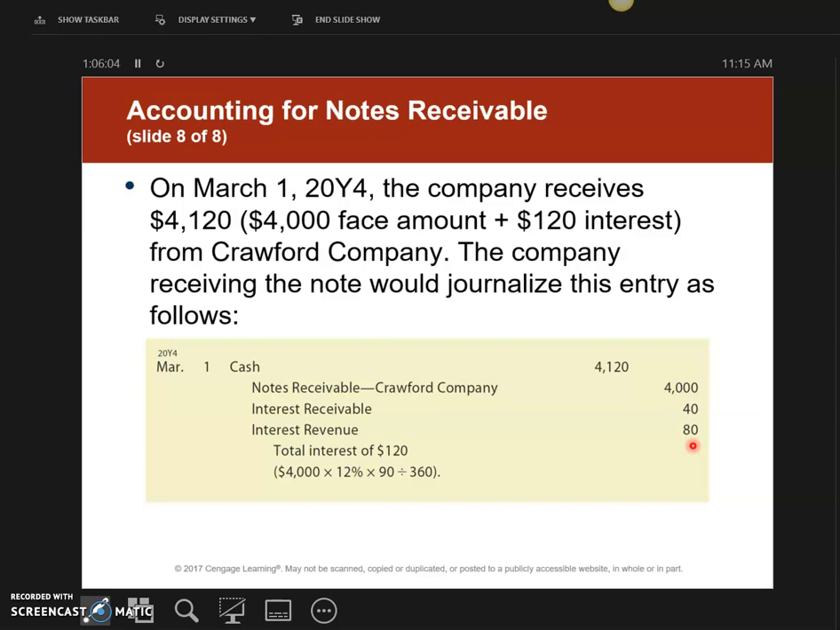So that's basically how to do the journal entries for notes receivable. They're very simple. You have a journal entry to create the note. They either pay you or they don't. That's another journal entry. And if your note goes from one accounting period into the next, you need to calculate the interest for that period and do an adjusting entry.